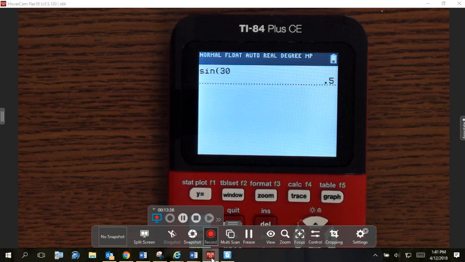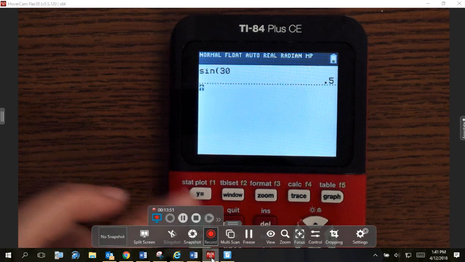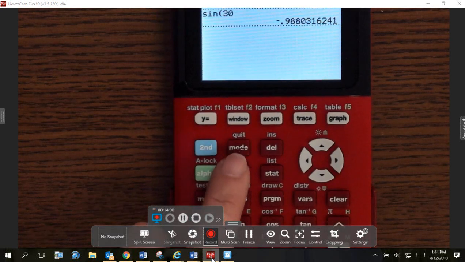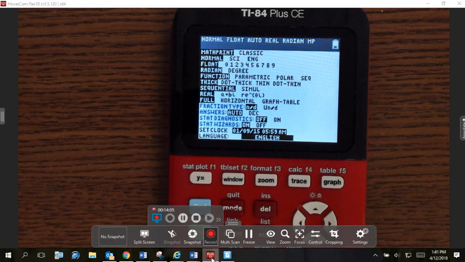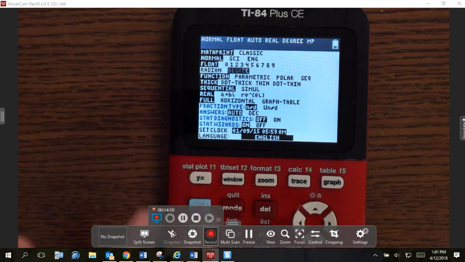And if your calculator is currently in radian mode, it's not going to tell you the right answer. Let me show you what it looks like. If you had it in the wrong mode, you would have gotten something like that. So to fix it, you're going to go to the mode button, which is right there under the quit button, and then there is a radian/degree mode. You need to make sure that it is in degree mode by hitting enter on degree.